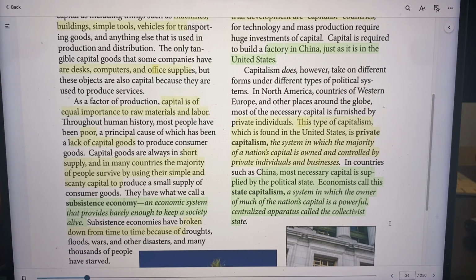Now, let's think about China. Most of the necessary capital is supplied by the political state, the government. Economists call this state capitalism, and it's a system in which the owner of much of the nation's capital is powerful and centralized. This centralized apparatus is called the collectivist state. Communist state, I call it.